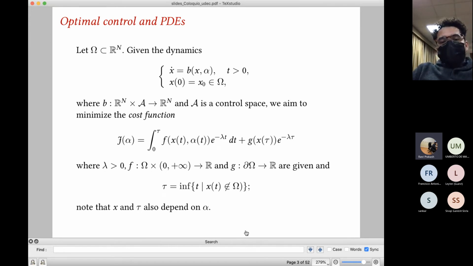Subject to this dynamics we aim to minimize a certain cost function, and this is the optimal part of the control problem. So we have a certain function f, which gives us a running cost, a cost we pay as the system evolves, and g, a cost which we pay when we exit the domain. Another parameter we have is tau, which is called the first exit time of the domain. So the cost keeps going until we exit through the boundary, and that happens at time tau. When that happens, we stop paying f and we pay g. Note that the trajectory and the exit time depend on the control. We influence the system in that way.